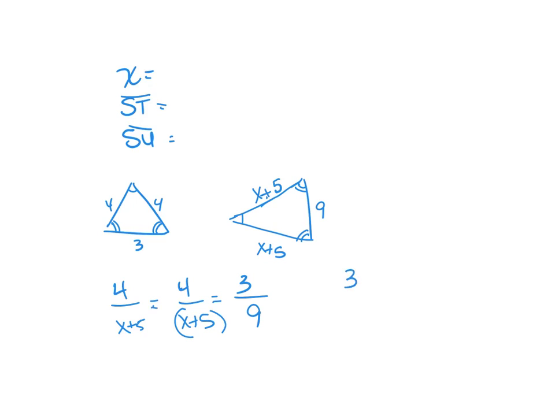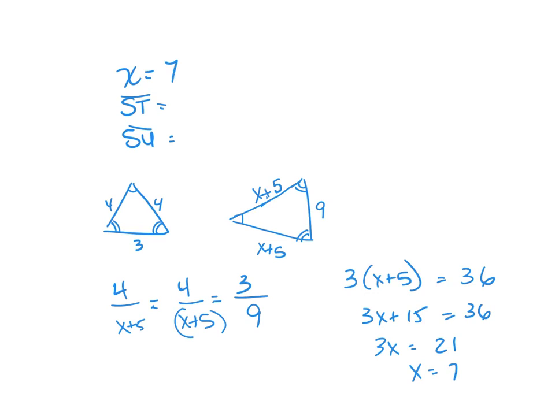So we have 3 times x plus 5 equals 36. So it's 3x plus 15 equals 36. 3x equals 21. X equals 7. Got my first answer.